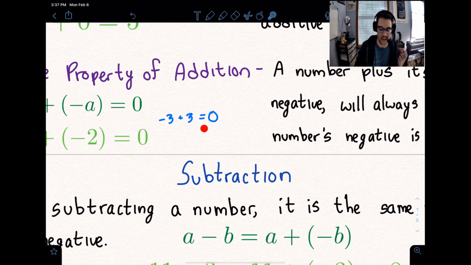So it's not always the negative of a number, but the opposite sign, because as we can see here, the opposite of a negative 3 is a positive 3. Add these, 0. All right.